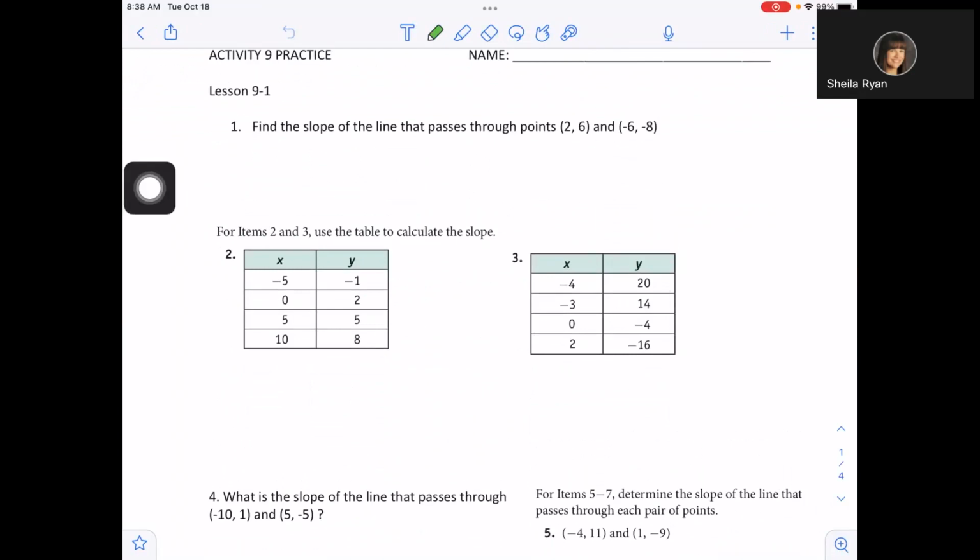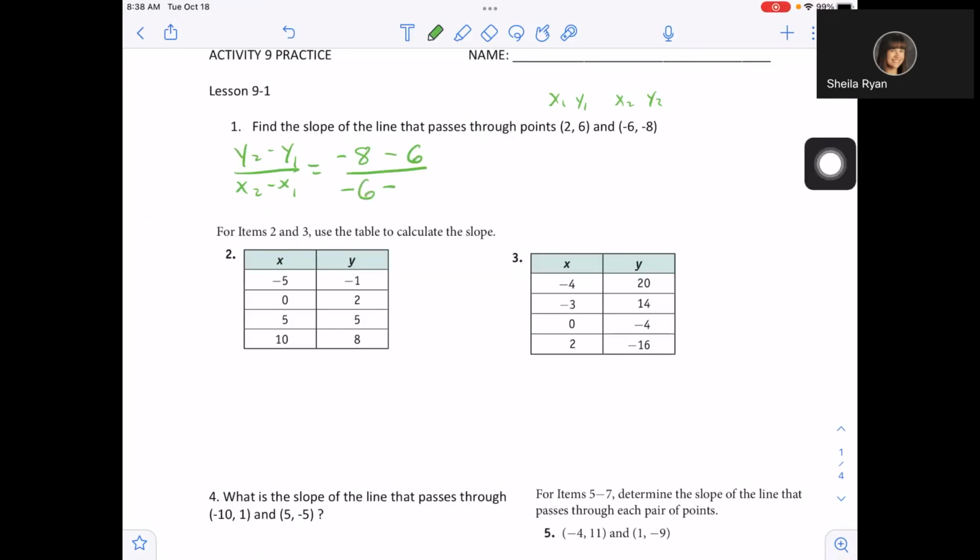So this is when we can label our x1, y1 and x2, y2. Our slope formula is y2 minus y1 over x2 minus x1. Our y2 is -8. Then we have a minus sign in the formula. Our y1 is 6. Our x2 is -6. We have a minus sign in the formula. X1 is 2.